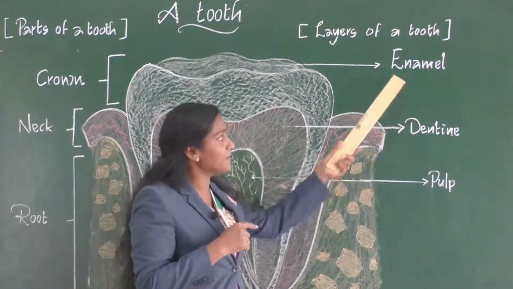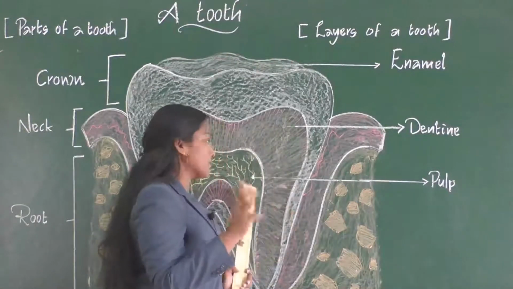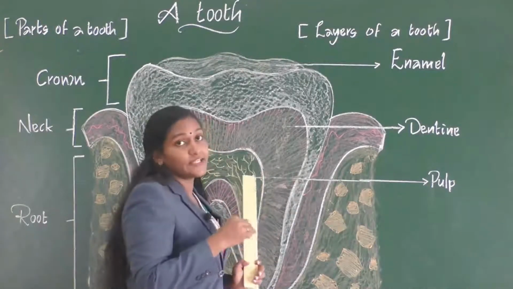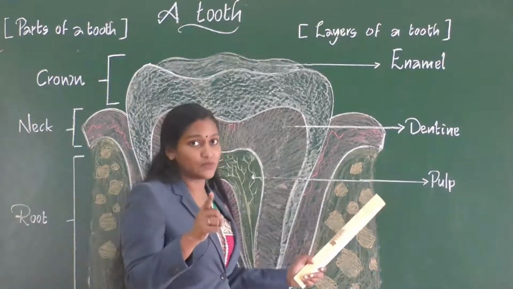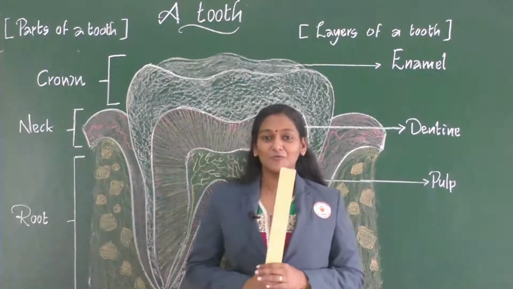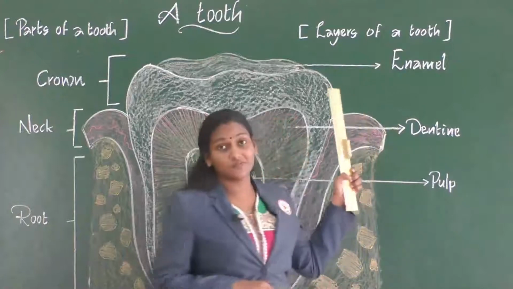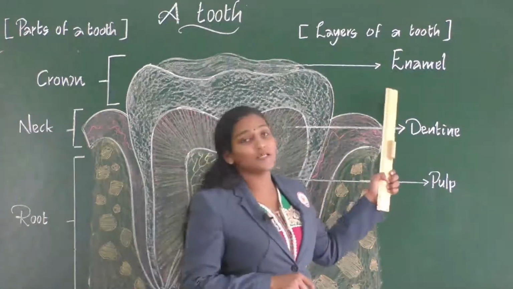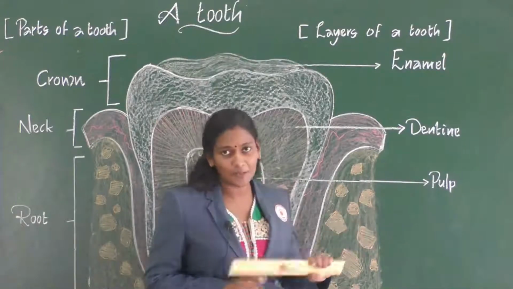Then second one, below the enamel, is dentine, which is yellow in appearance. And the third one, inside the dentine, lies the soft pulp, which has blood vessels as well as the nerves. So now we will move on to the functions of the layers of a tooth. The first one is enamel, second one dentine, and third one the pulp.